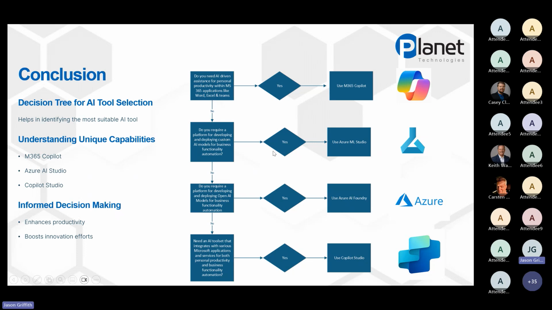So, and we'll make this presentation, of course, available at the end. But your decision tree is, again, what do I need for productivity, business automation? Do I use the machine learning or Azure AI Foundry or Copilot Studio? It really drives through those decisions to help you understand at a high level, where do I start, and then how do I evaluate and test?